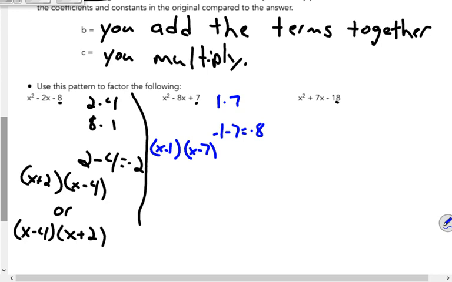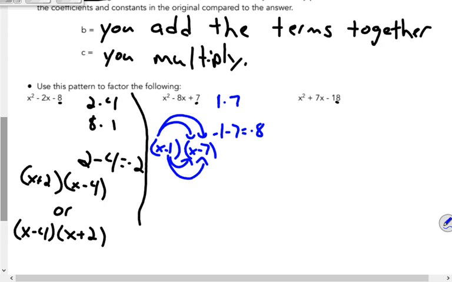The way you can always do your check is if you did FOIL again. So now if you multiply, which is the opposite of factoring, you should get the same answer again. X times x is x squared. Negative 7, negative 1 is negative 8. Negative 1 times negative 7 is positive 7.